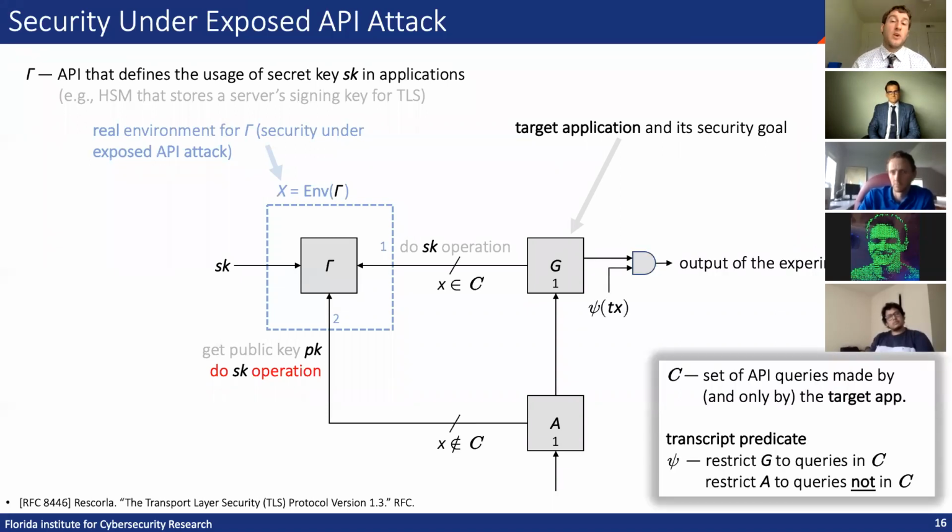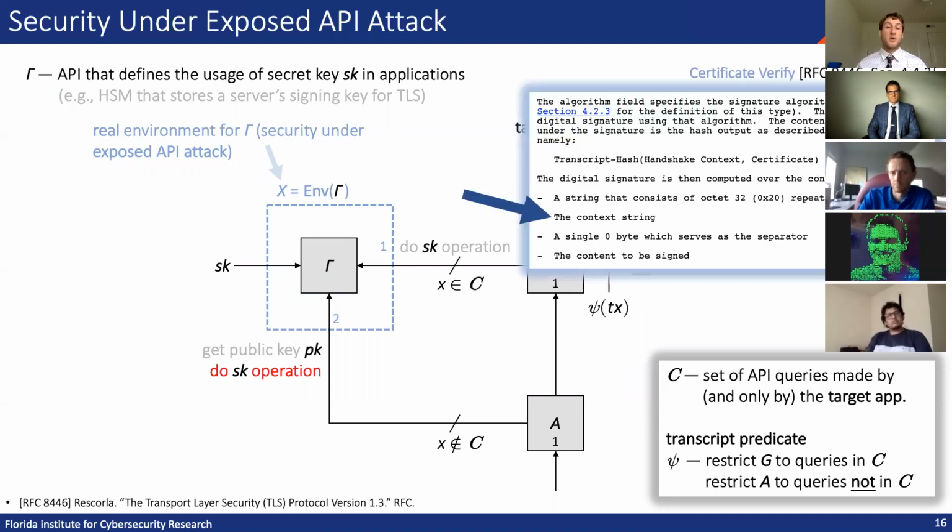In particular, suppose that we know that the set of API calls made by the target application is disjoint from the set of API calls made by all other applications. Formally, we'll suppose that there's a set C that partitions the set of API queries made by the game from those made by the adversary. Now, this kind of partitioning is possible for TLS because each call to the signing API encodes a context string that binds a signature to the protocol. The idea is that as long as no other application uses the same context string, then no signature produced in those other applications will be deemed valid in the context of TLS. So the research question here is, if we assume in the security model that the API calls made by the adversary and the game are disjoint, can we prove security under exposed API attack?